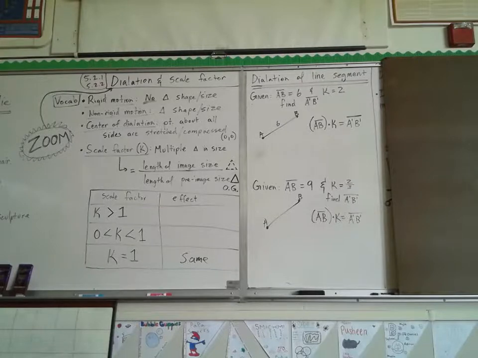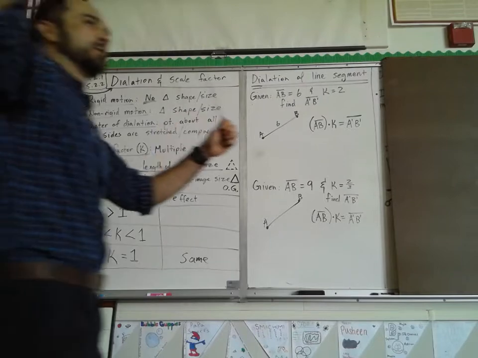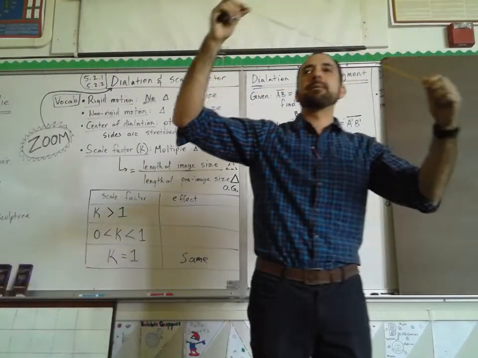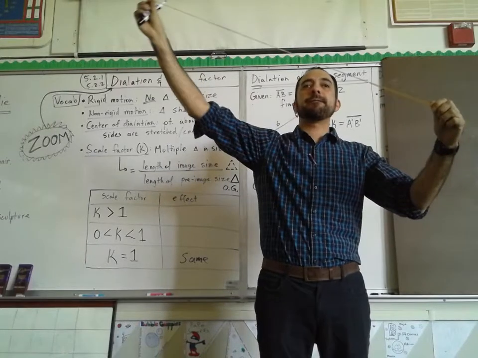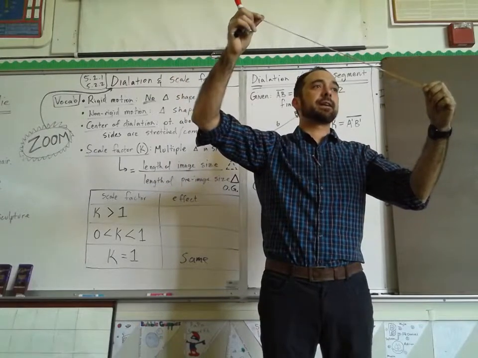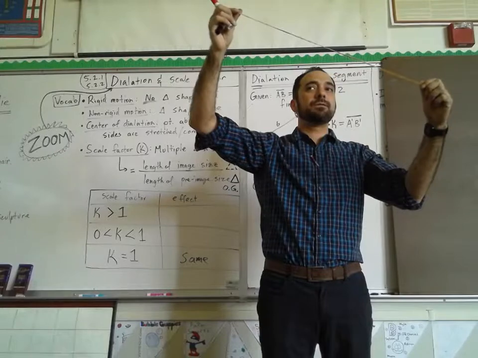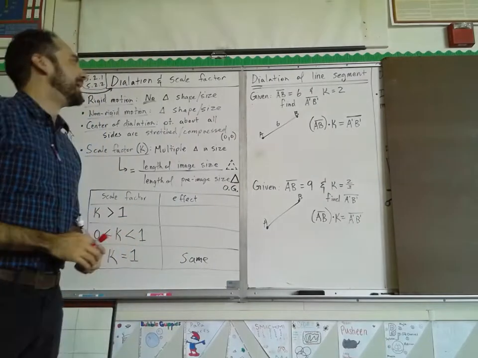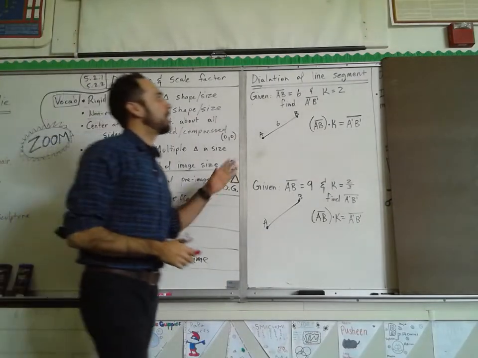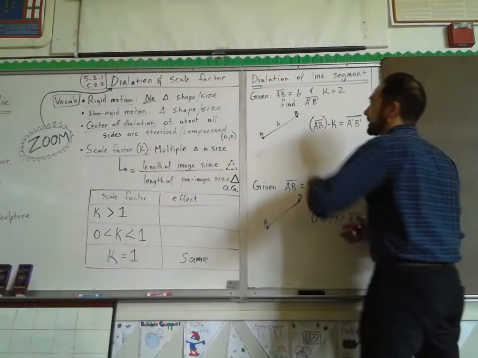All right, so we have a line segment here. If the K factor is greater than 1, what do you think is going to happen? If the K factor is a decimal, what's going to happen? It's going to compress.